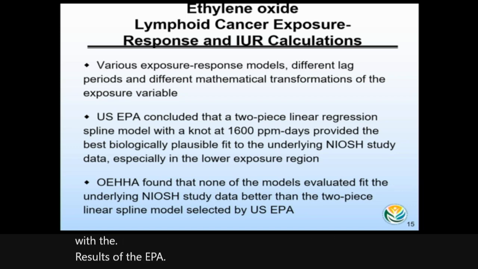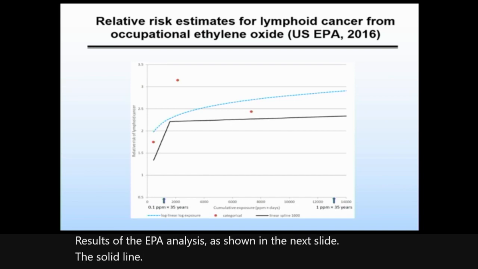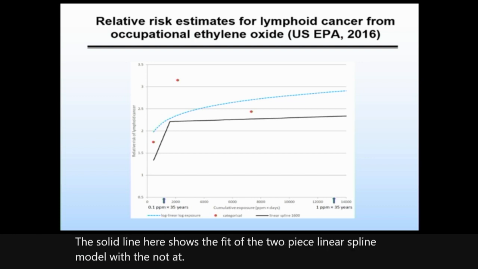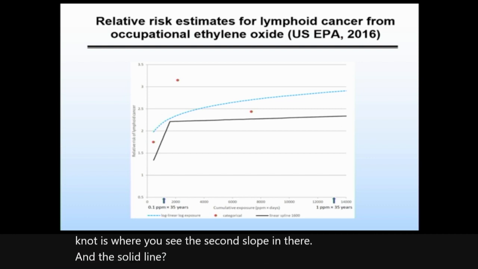As shown in the next slide, the solid line here shows the fit of the two-piece linear spline model with the knot at the 1600 ppm day level. So you see the knot is where you see the second slope in the solid line here. This is for the lymphoid cancer.